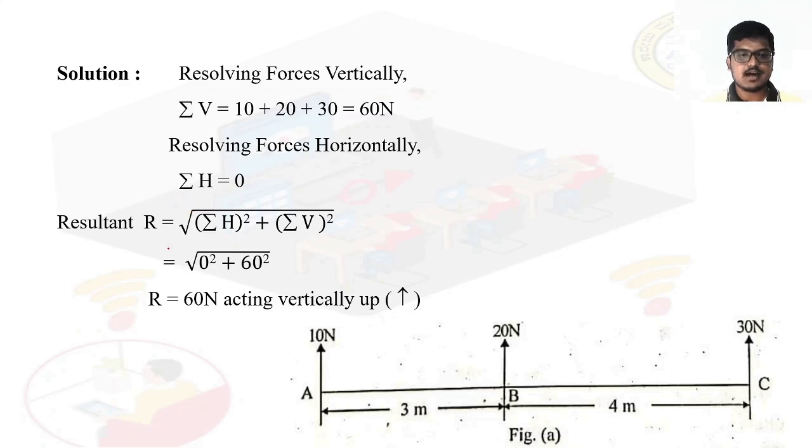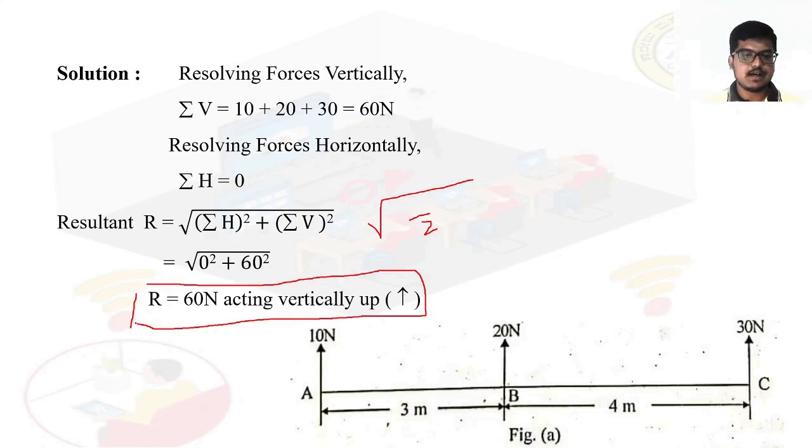Yes, we have the formula: the resultant is equal to the square root of sigma H square plus sigma V square. What is sigma H square? It is 0, plus sigma V square, which is 60 Newton. So 60 square, the square root and square cancel, R is equal to 60 Newton, and it is also vertically up. If you get 60 as negative, then your force is acting downward. If you get a positive value, it is vertically upward.